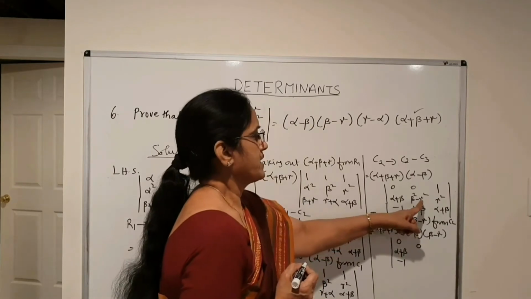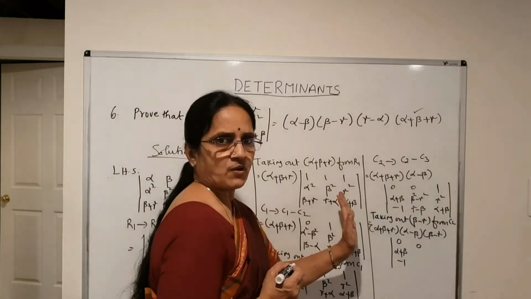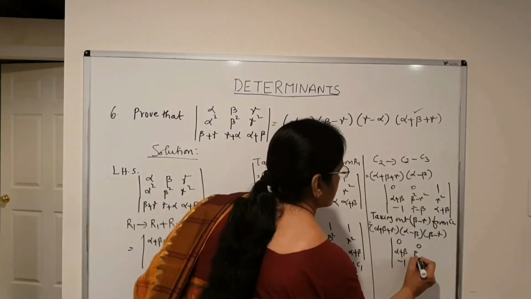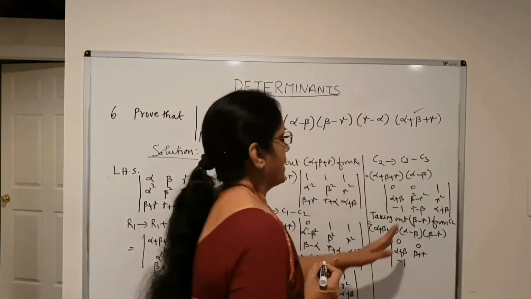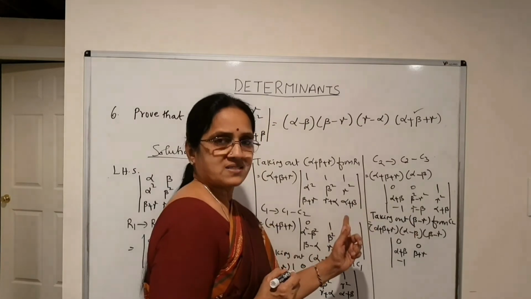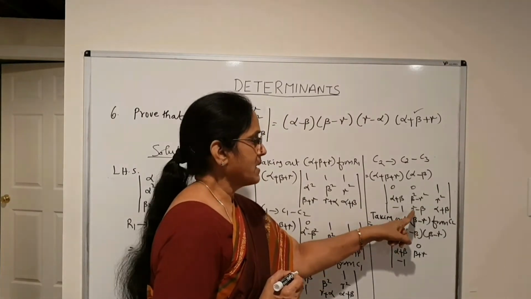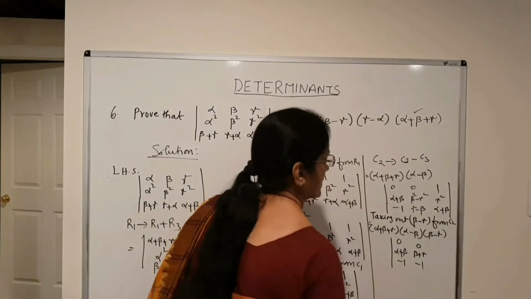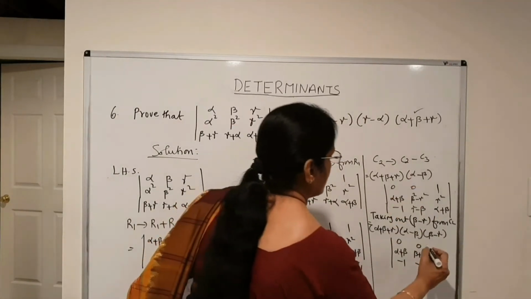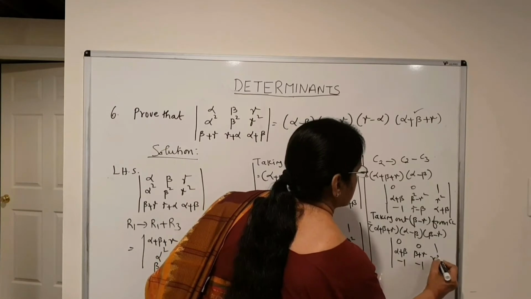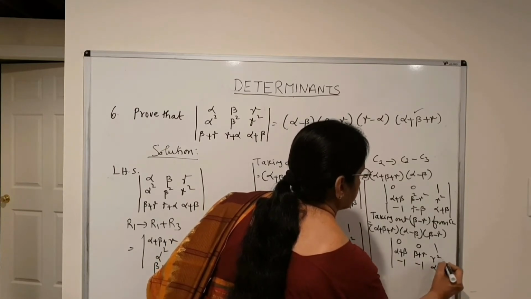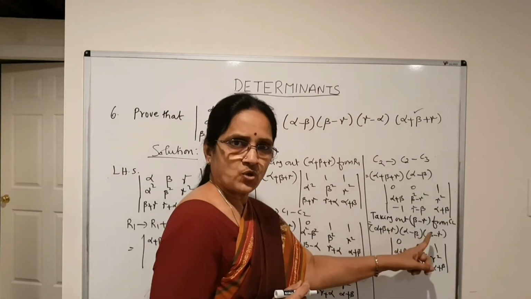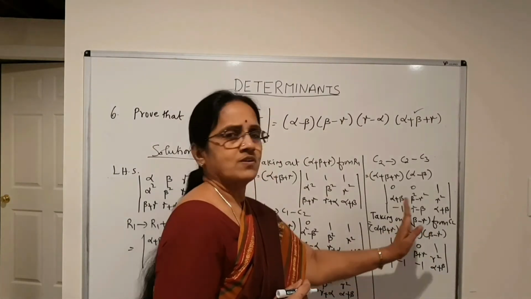See here, beta minus gamma taken out. Inside you will be having beta plus gamma. Then beta minus gamma is outside, but here I am having gamma minus beta, so naturally I will be having minus 1 here. Third column will remain the same. So I made two entries 0 in the first row. I am going to expand through the first row now.